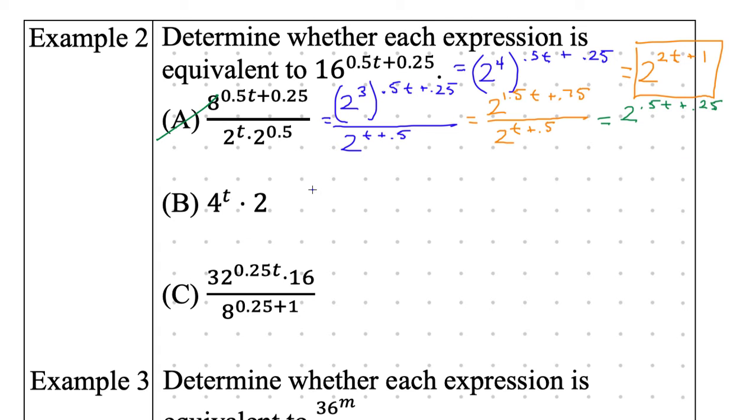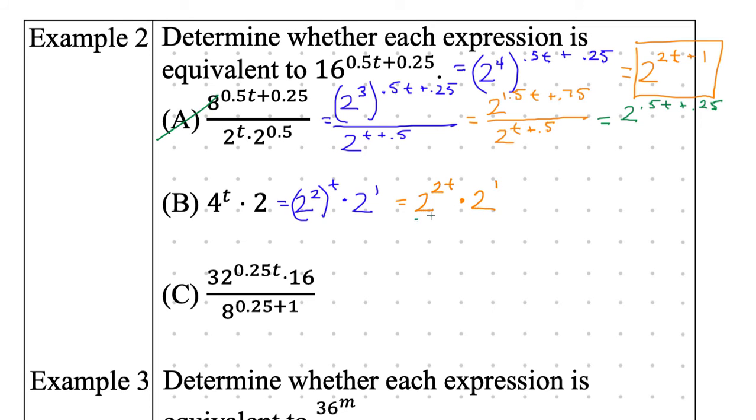Let's try the next one. 4 to the t times 2. So I can think of this one. 4 is really 2 to the power of 2, so this is 2 to the power of 2, all of this to the power of t, and still times 2. This is technically 2 to the power of 1, right? If I don't have a power on the right hand side, I assume it's 1. Going one more step. If I have a power to the power, that means I'm multiplying, so this is going to be 2 to the power of 2t times 2 to the power of 1.